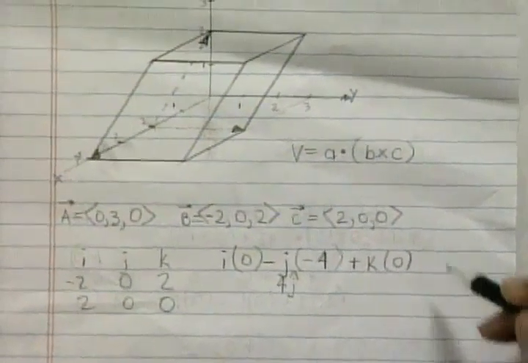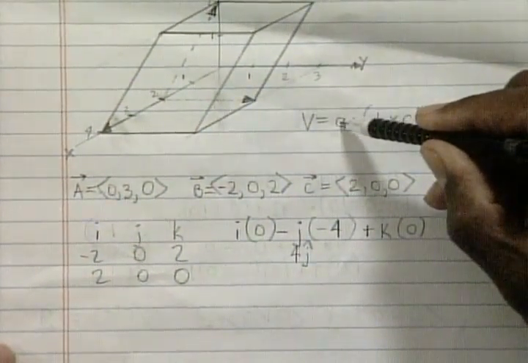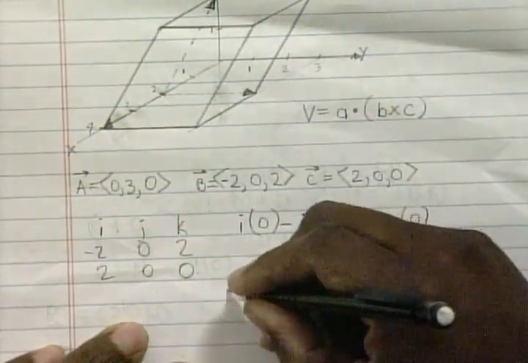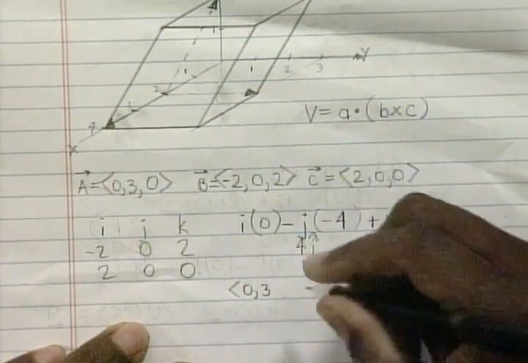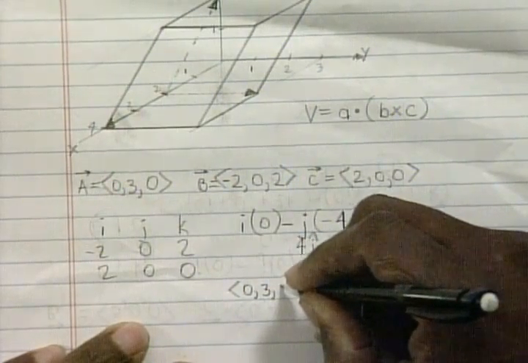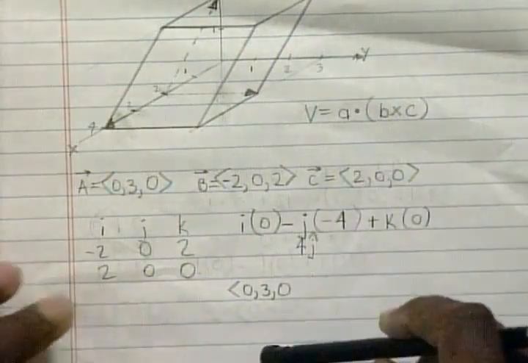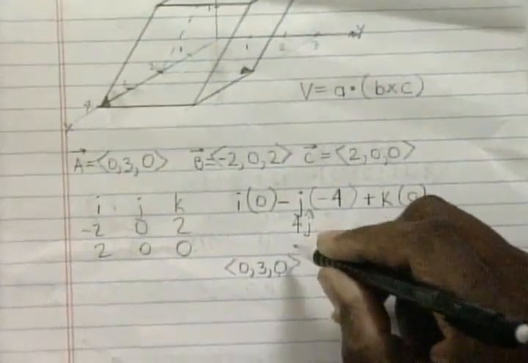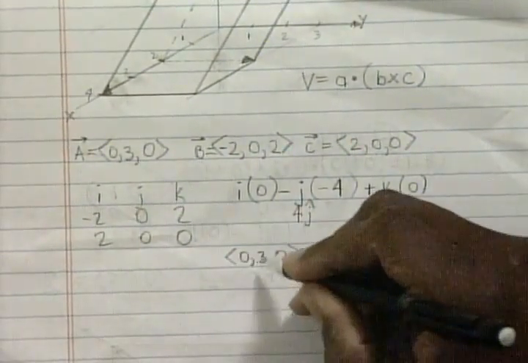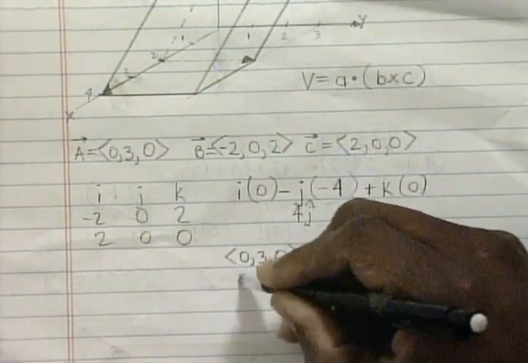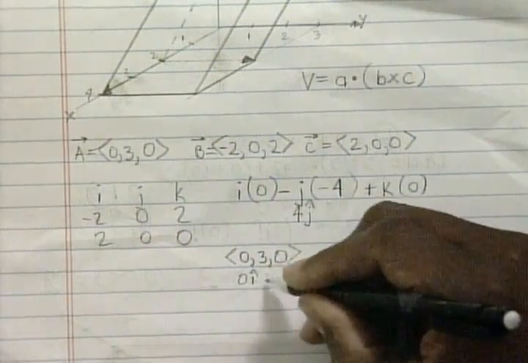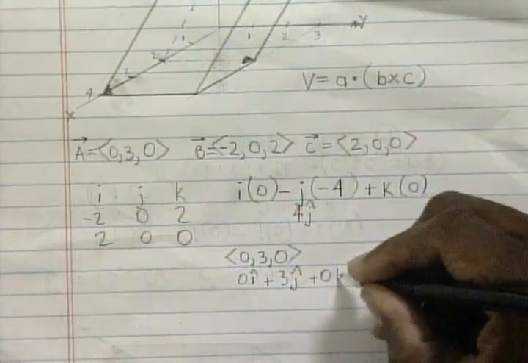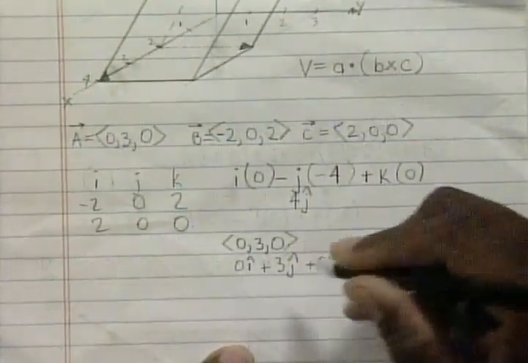Now we need to find the product of A and the result of that. The vector A was 0, 3, 0. I'll keep this here, but I'll write this vector in another way. Another way to write the vector 0, 3, 0 is 0i plus 3j plus 0k.